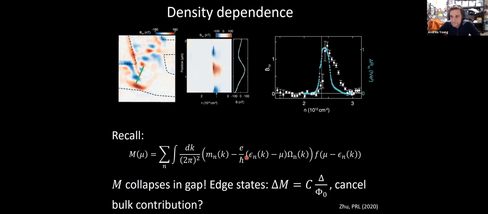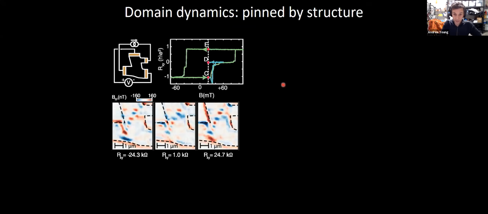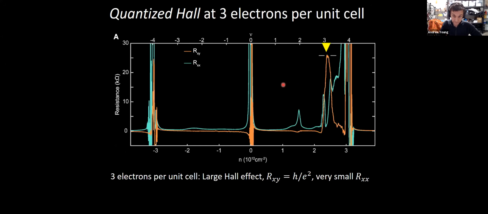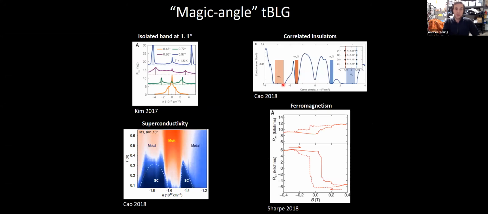Hello, thank you for the talk, Andrea. I've got a question. You noticed in one of your slides, at positive displacement field, you had trivial states, but at negative displacement field, you had non-trivial states. This is ABC. What leads to the asymmetry between positive and negative?